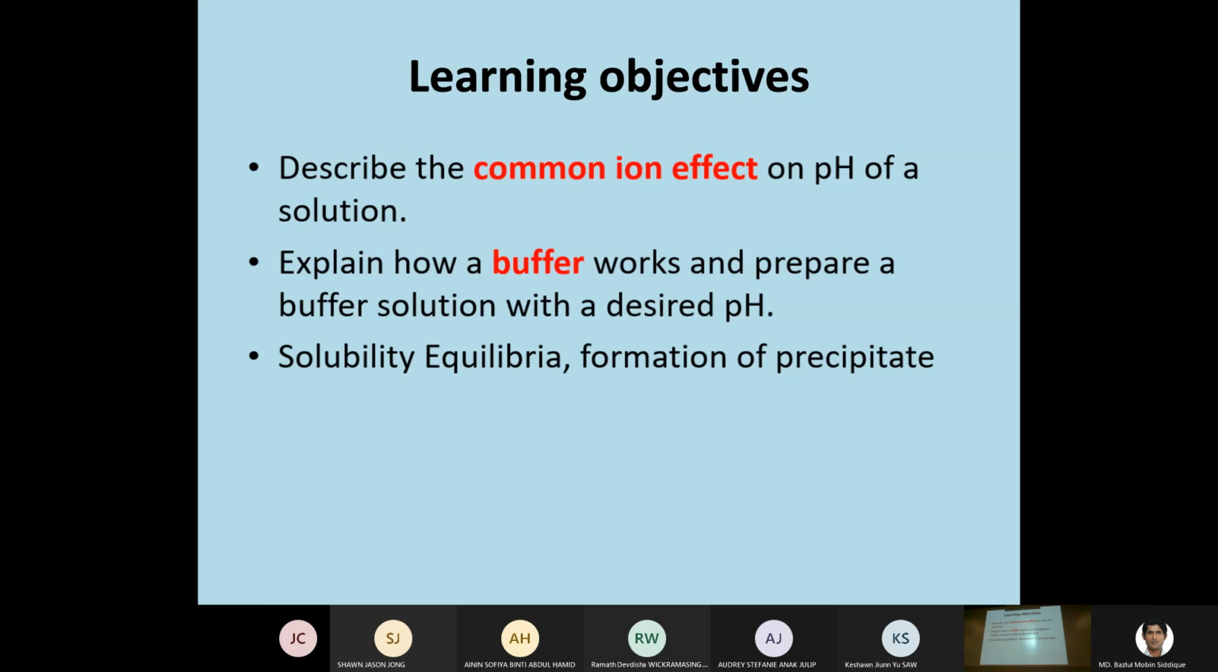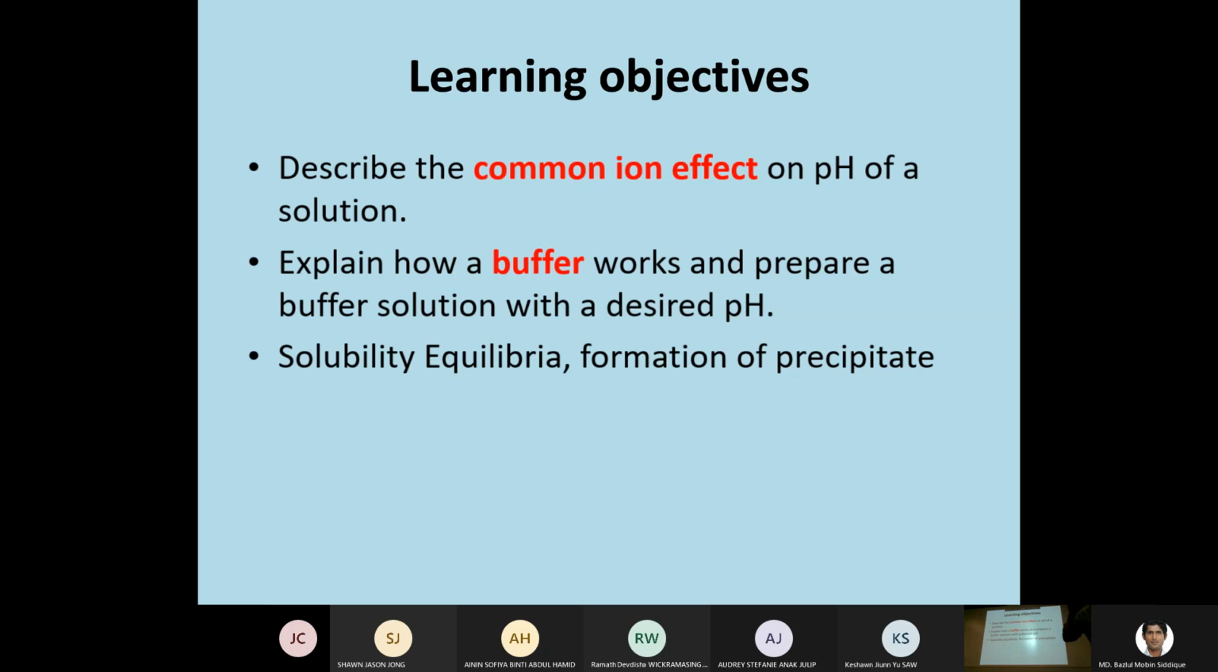Our aim to learn this unit today is to describe the common ion effect. What is the common ion effect? The name implies that one ion should be common among them. And this common ion is one of the main causes of creating the buffer solution. So we will know how this common ion creates the buffer solution, how the buffer works, and how to prepare a buffer with our desired pH.